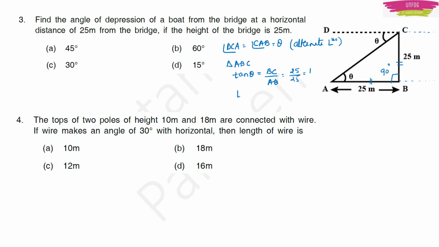So you nicely know that tan theta will be 1 only if theta is 45 degrees. So what will theta be? It will be 45 degrees. Okay, so option A will be the correct answer.